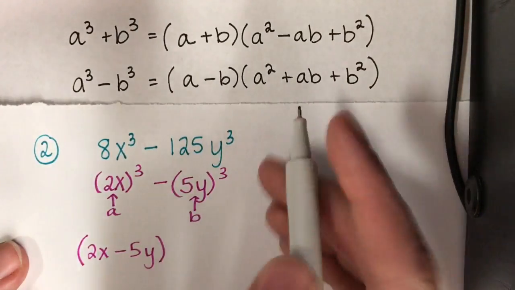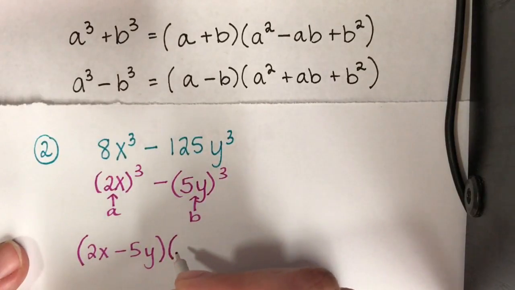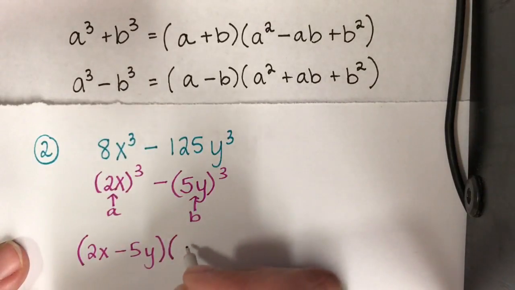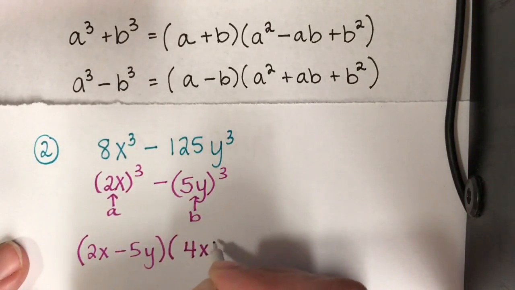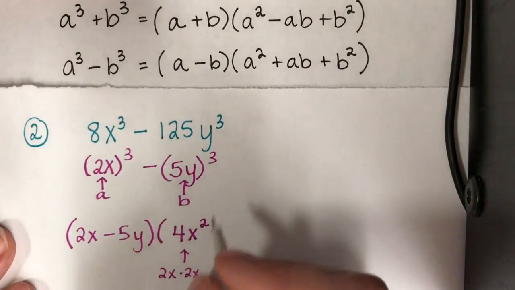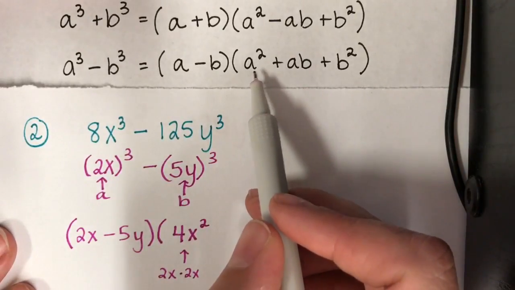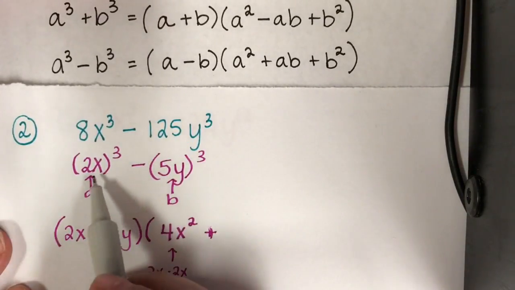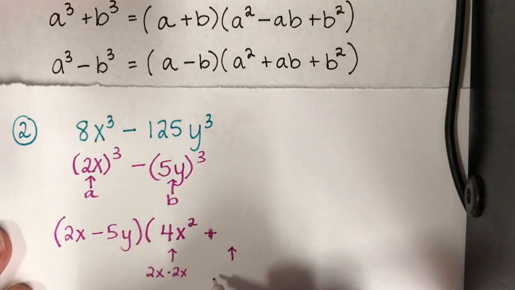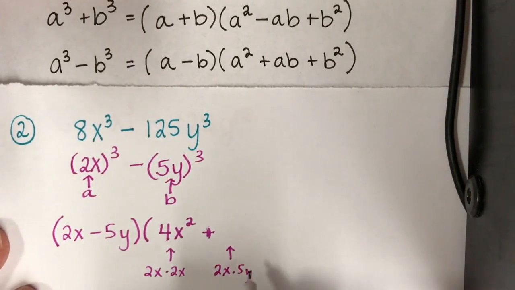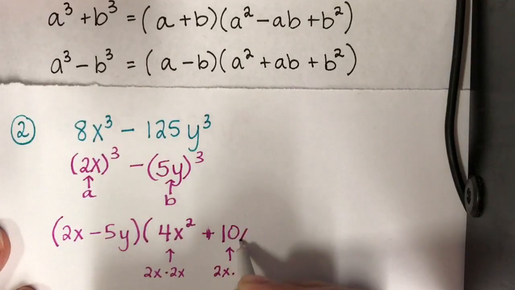And then we go over here, and we've got a squared. Well, a squared would be 2x times 2x, which would give us 4x squared. Right? This is 2x times 2x. So we did a squared. Now let's do plus ab. Okay, so ab would be 2x times 5y. There's a and b, which makes 10xy.